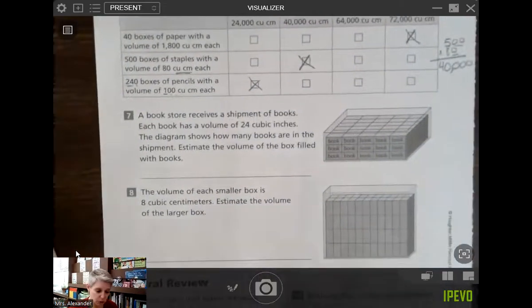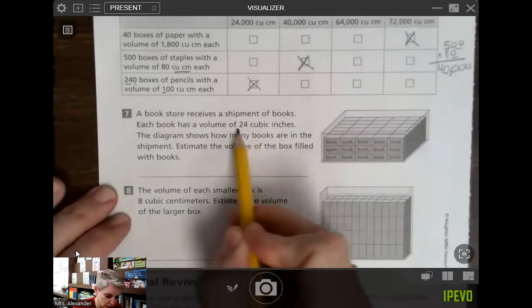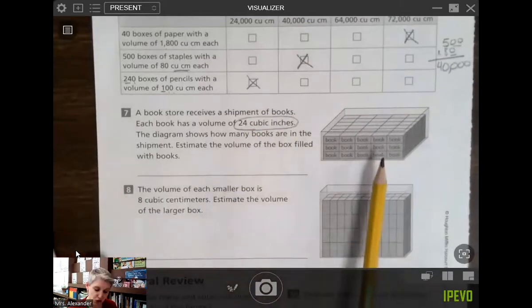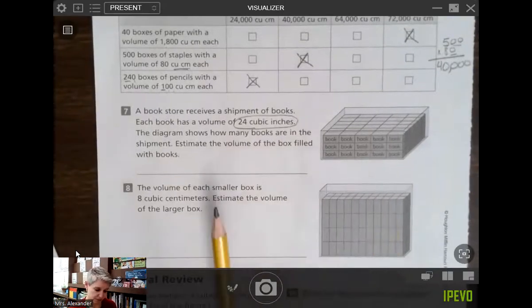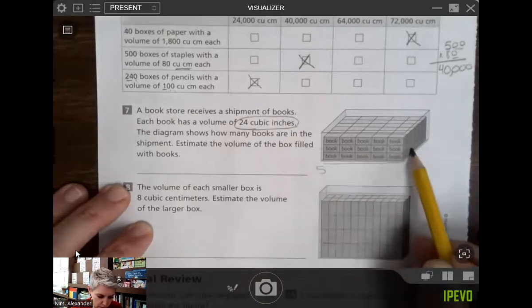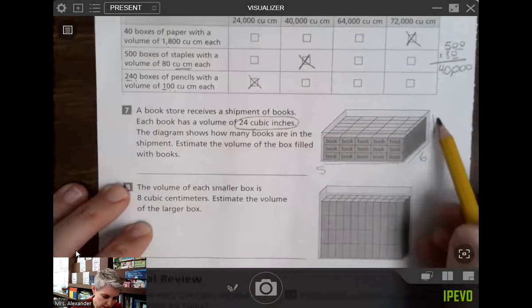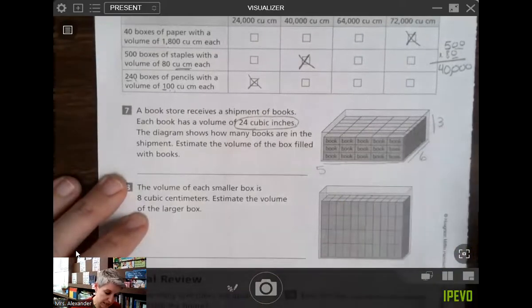Number 7, a bookstore receives a shipment of books. Each book has a volume of 24 cubic inches. The diagram shows how many books are in the shipment. Estimate the volume of the box filled with books. So first, we have to figure out how many books are in that box. 1, 2, 3, 4, 5. I see 5 across the front. 1, 2, 3, 4, 5, 6 rows back and 3 layers. 5 times 6 is 30. 30 times 3 would be 90.